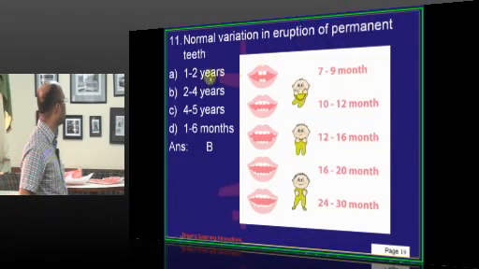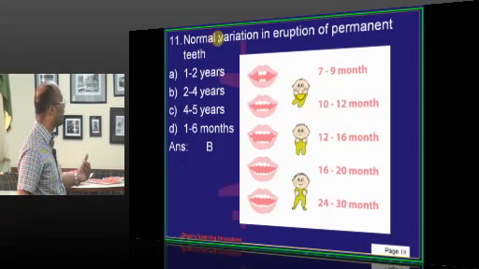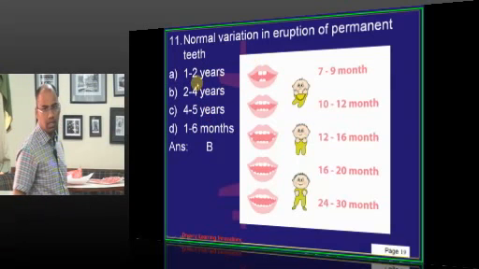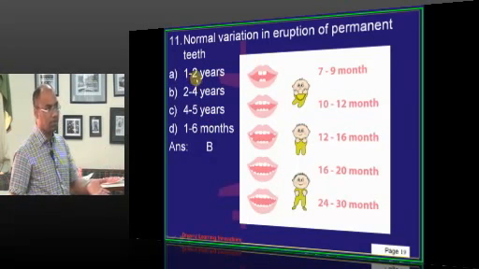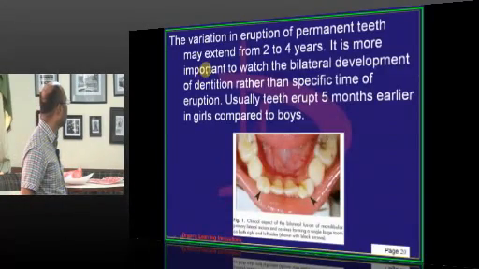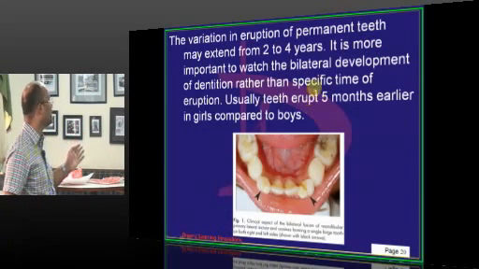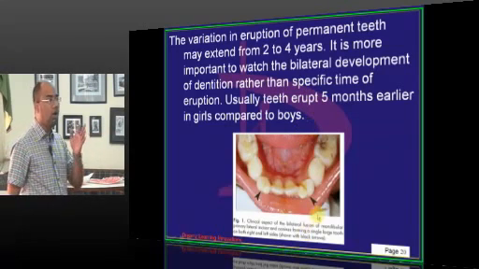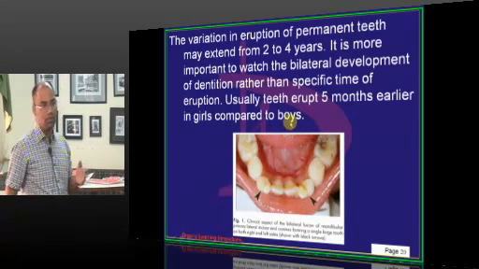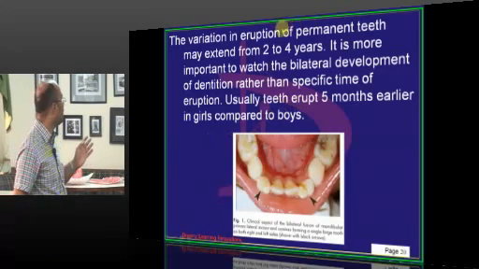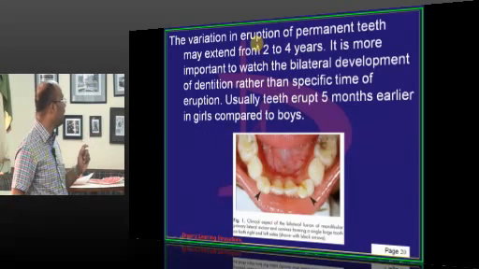Normal variation in the eruption of permanent teeth, like how much variation can occur in the eruption? There could be a variation of 2 to 4 years, like on one side the tooth would have erupted, the other side it would not have erupted. So that variation in time could be approximately 2 to 4 years, and it is more important to watch bilateral development of the dentition. What does this mean? If on one side, right or left, you see the tooth erupting, and on the other side it has not erupted, you can wait at least 2 years to take a decision.